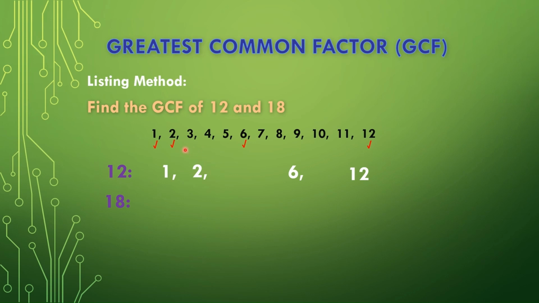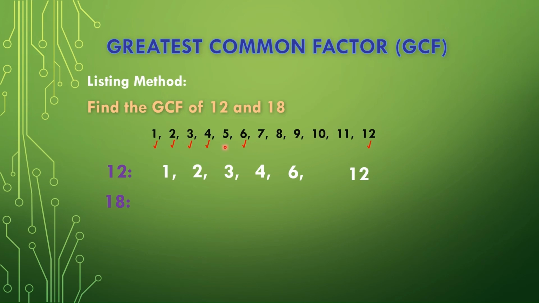Next is 3. 12 divided by 3 is equal to 4. So 3 and 4 are also factors of 12. So let's write 3 and 4 opposite 12. Let's put a check below 3 and 4.